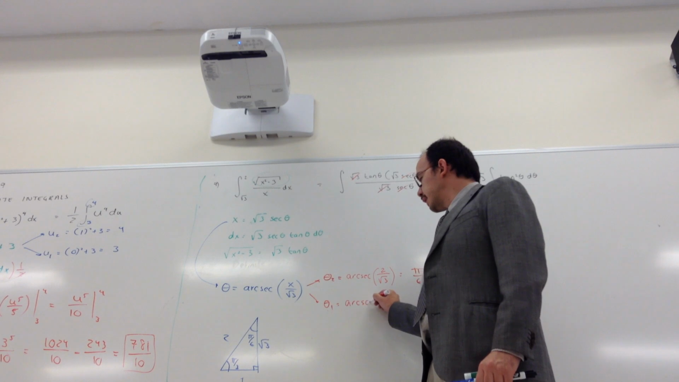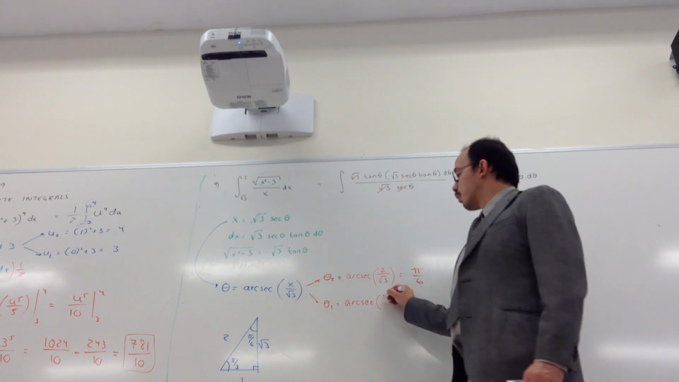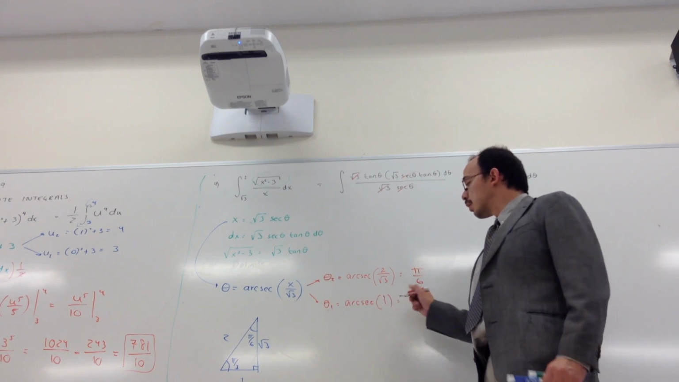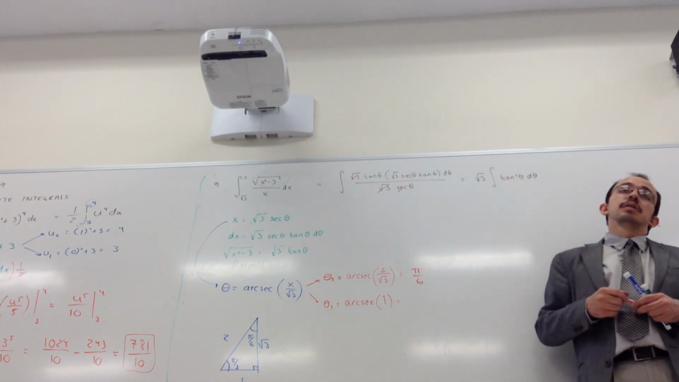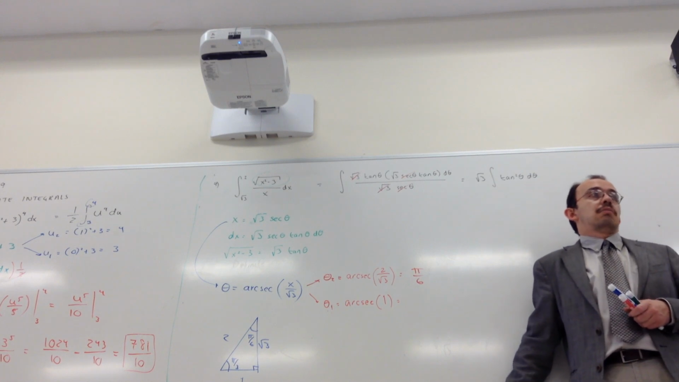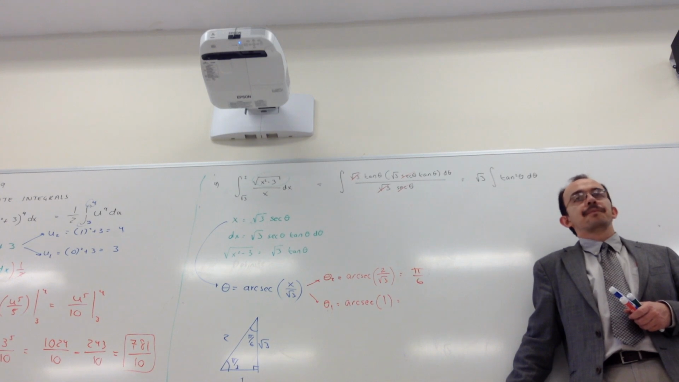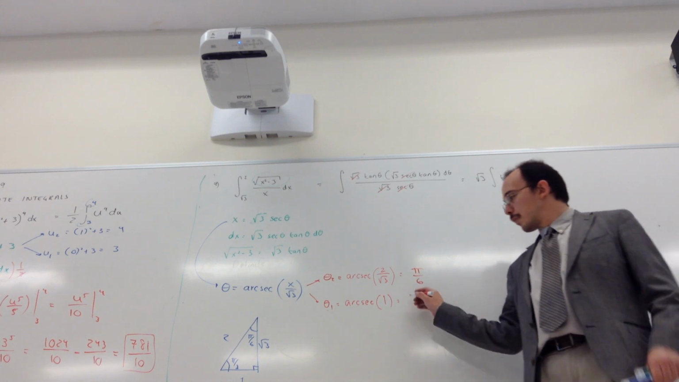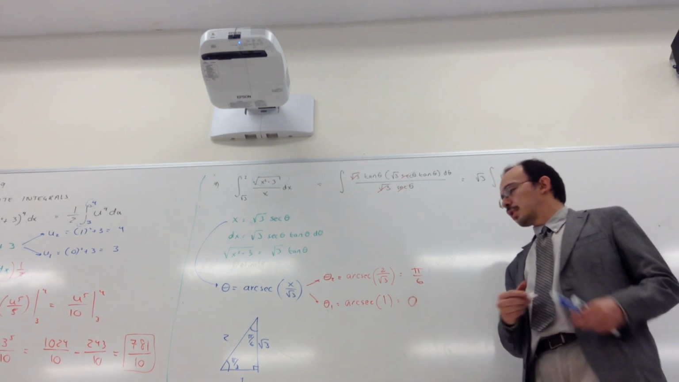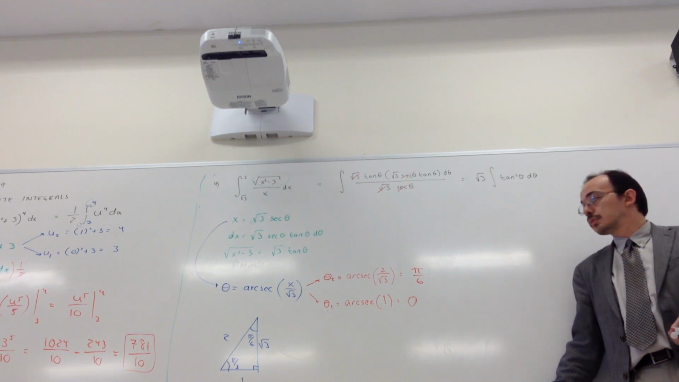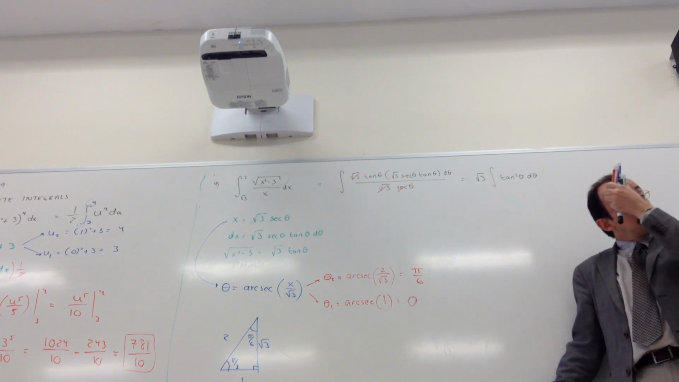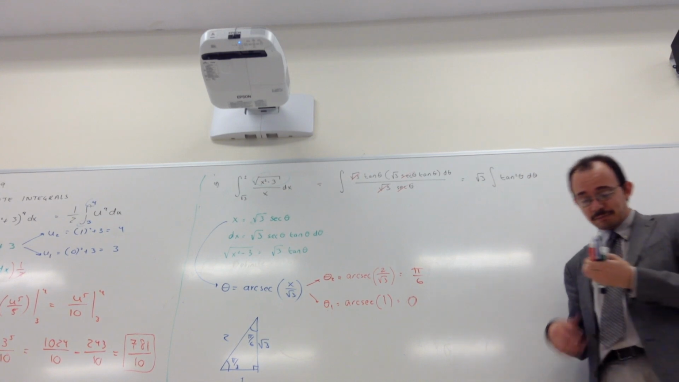The other one, arcsecant of square root of 3 over 3, which is 1. So, not this triangle anymore. Which angle has a secant of 1? Is it 45? No. Impossible. No, it's possible, of course. 0. Remember the unit circle from that form? Yes. No? You sure?